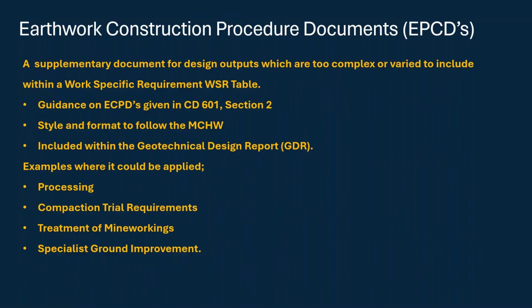What you do if X happens and so on. It's difficult to convey that within a work-specific requirement table. And so earthwork construction procedure documents are required to cover those designs and provide the extra detail. So there are supplementary documents which will support the specification and the work-specific requirements. And there's guidance on how they're prepared in the CD 601, the guidance document, and they need to be included within the geotechnical design report.